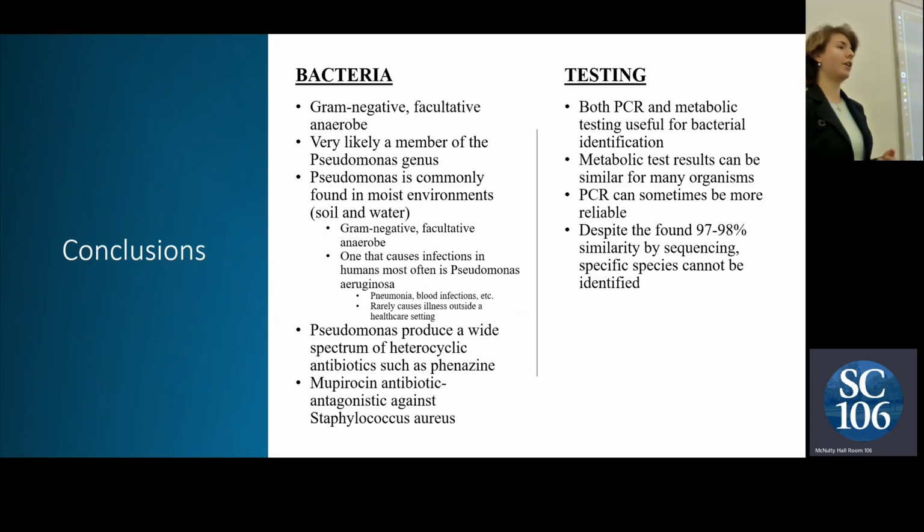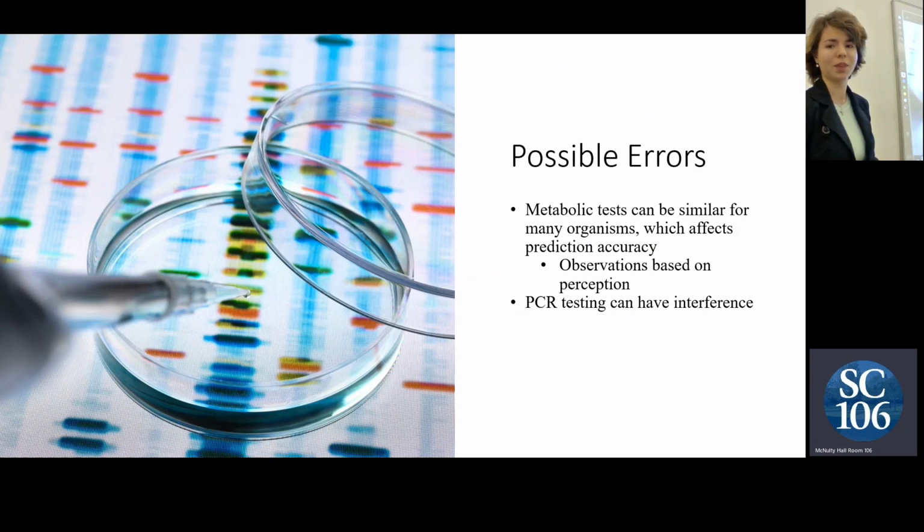And from testing, we figured out that both PCR and metabolic tests can be used to look at soil samples and bacteria. However, PCR can be trusted sometimes a little bit more because of the sequencing, and it's a little bit more accurate because it looks at the nucleotide sequencing.